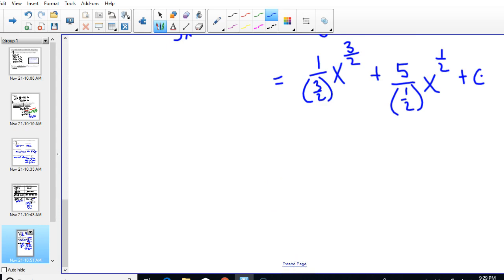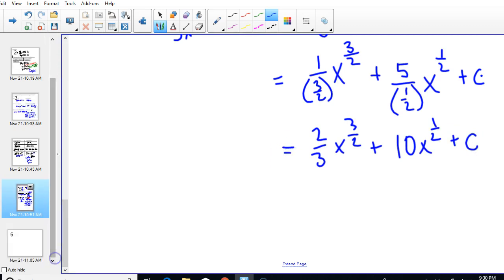We don't want to leave these complex fractions, so dividing fractions is easy as pie. 1 times 2/3 would just give you 2/3 x to the 3/2. Plus 5 times 2 over 1 is just going to give you 10 x to the 1/2. And then we'll put a plus c there at the end. So this is our answer for that last example there.